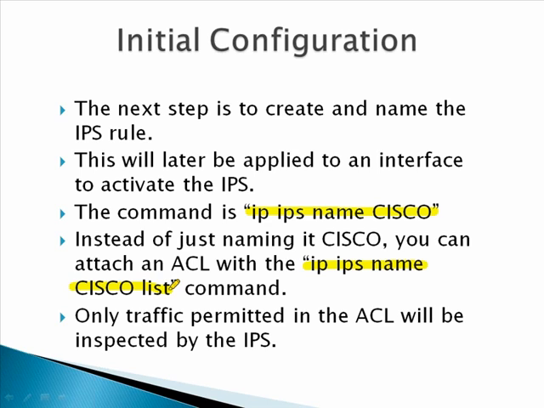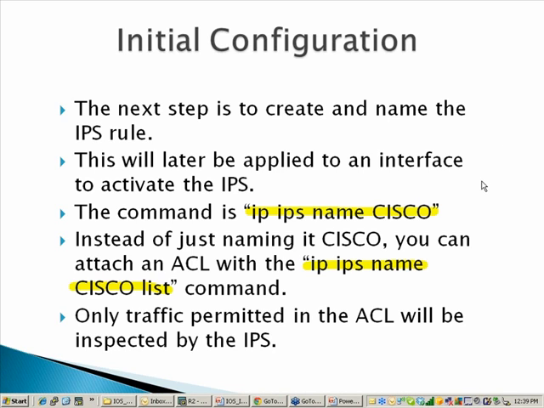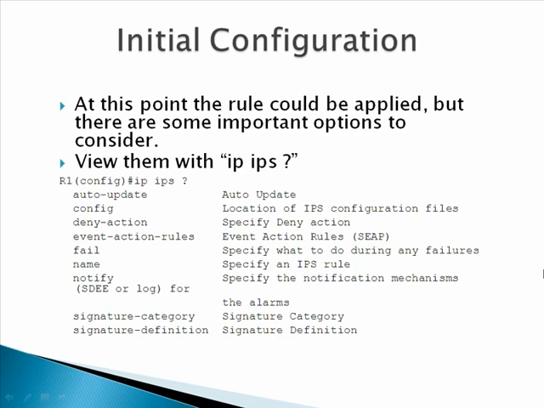A lot of people, especially if they're filtering traffic from the internet, might not use a list because you want all the traffic to be filtered. But let's say you were just interested in filtering traffic from and to your corporate network. You could have an ACL, say only from 10.1.0.0 going to 10.2.0.0 as an example. So you can use that list if you want.